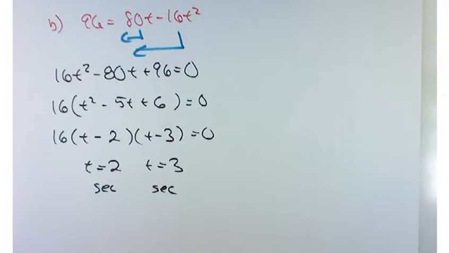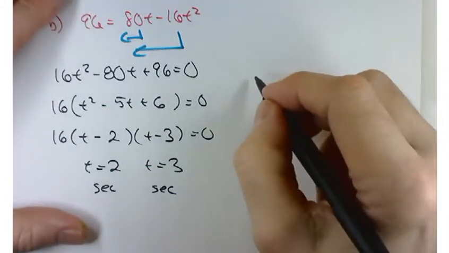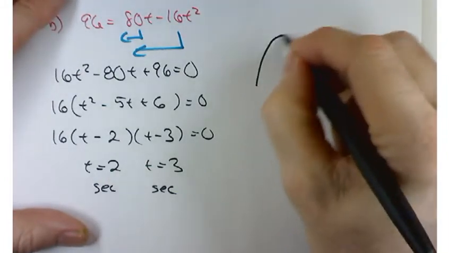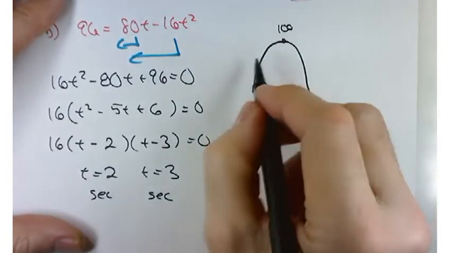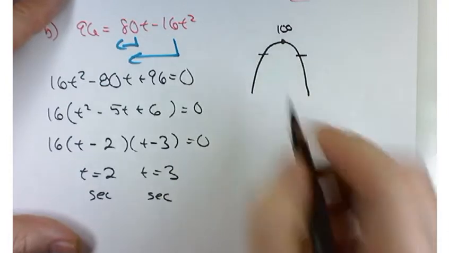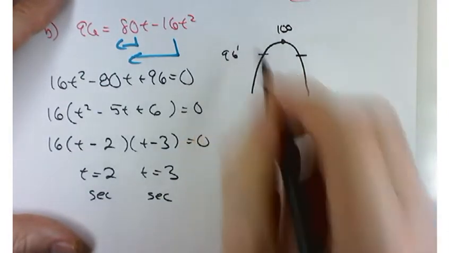These are the times at which the ball is 96 feet above the ground. Can someone interpret that for me? How come it's at 96 feet above the ground twice? It's a parabola. It goes up and it comes down. You reach that maximum height of 100, but on the way up and on the way down, you reach a height of 96 feet.